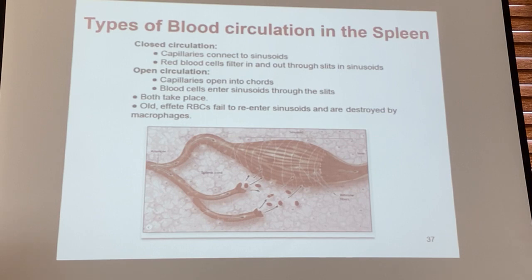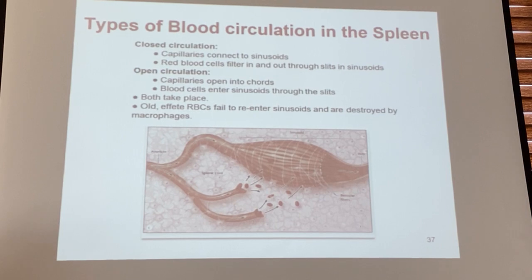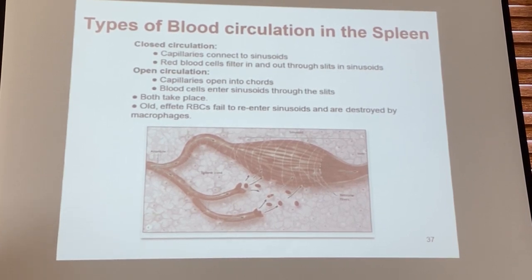In closed circulation, capillaries connect to sinusoid arrays. The red cells filter in and out through slits in the sinusoid. In open circulation, capillaries open into the cords, and blood cells enter the sinusoid through the slits. Both take place. The old RBCs fail to re-enter.